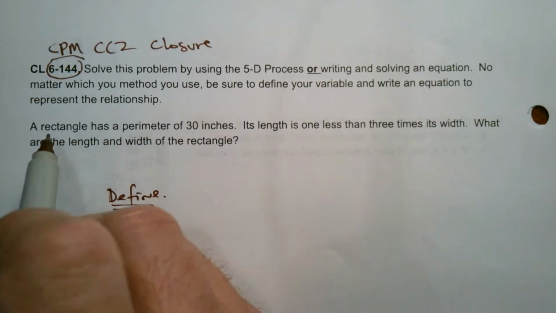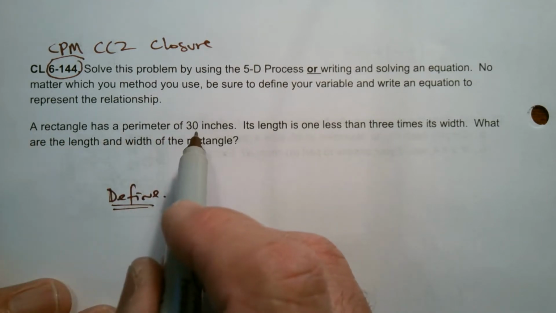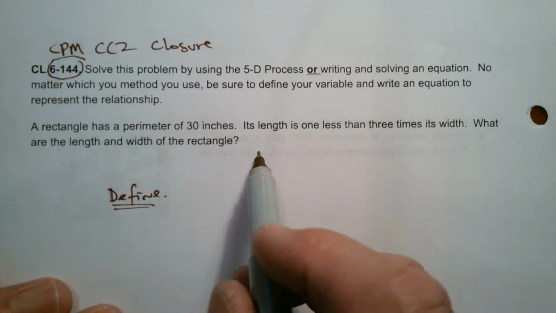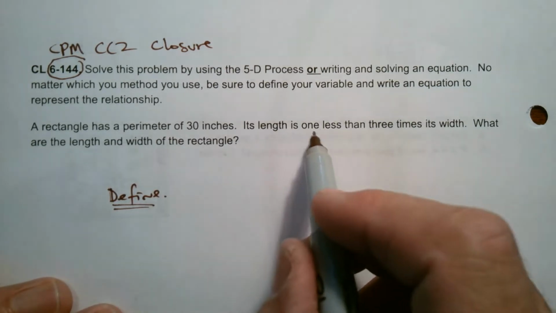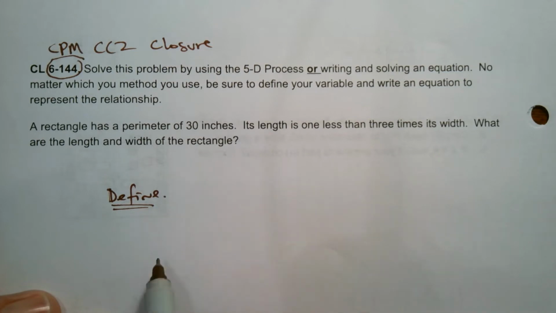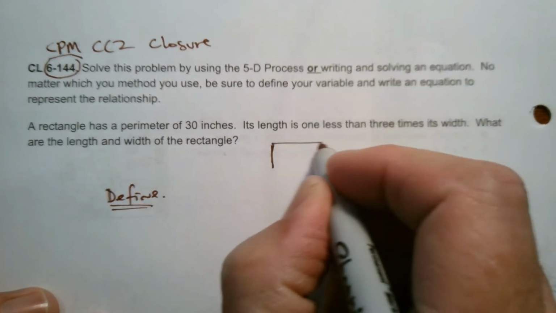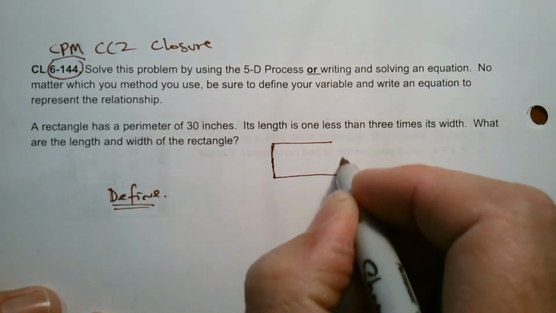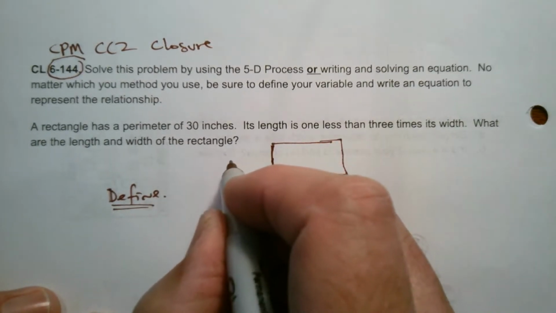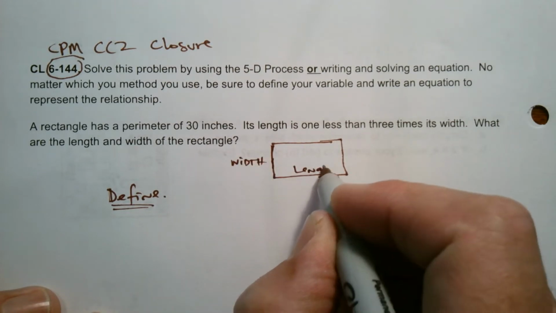So if we think about what we're given, this is my problem. It says a rectangle has a perimeter of 30 inches. Its length is one less than 3 times its width. What are the length and width of the rectangle? Well, first of all, I like to make sure I can see what I'm dealing with. If I draw this, we know that one side is the width, the other side is the length.